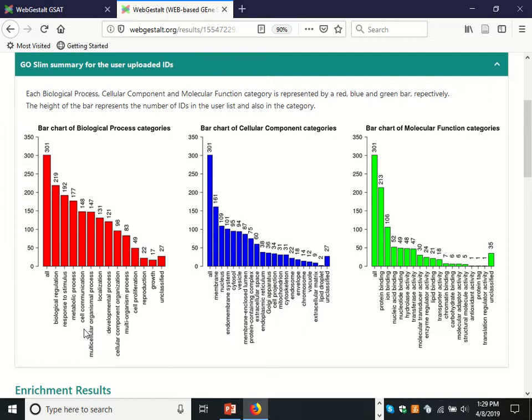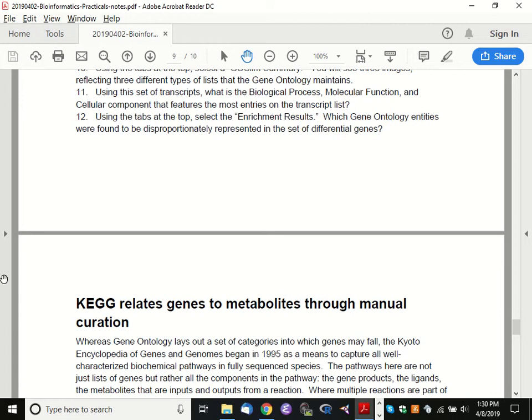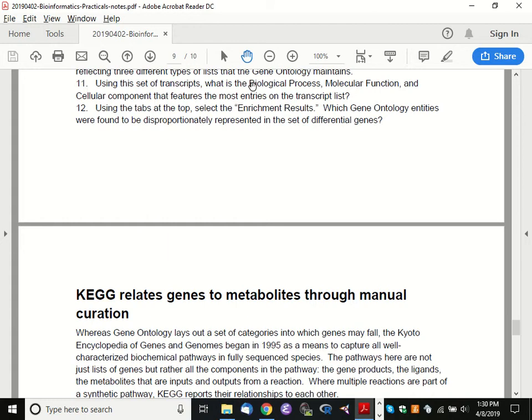Great. And it's also doing something that I would call a Pareto sort, which is to say it's going from the most common category to the least common category. But you note there's kind of a difference in that last bar, unclassified, to say which genes don't hit any of these categories. Great. But that hasn't answered the question. I'm going to just close this other browser because it's really vexing me that it's just chewing away. We're going to now ask, what is the biological process, molecular function, and cellular component that features the most entries on this transcript list?